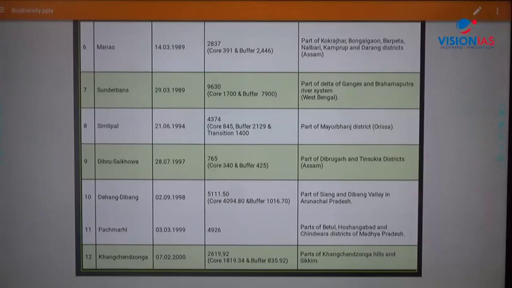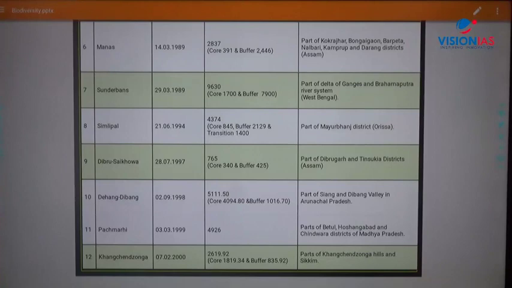Then, after the fifth one, the sixth one, Pachmarhi. It is there on the board. Pachmarhi, P-A-C-H-M-A-R-H-I, Pachmarhi Biosphere Reserve, announced by UNESCO in the year 2009. Located in Madhya Pradesh, in the districts of Betul, Hoshangabad and Chhindwara. These are three very important districts of Madhya Pradesh.